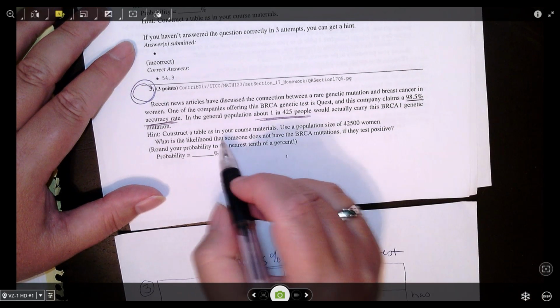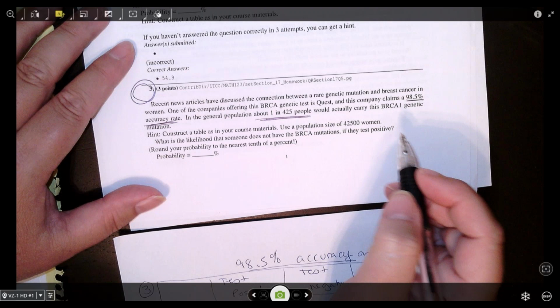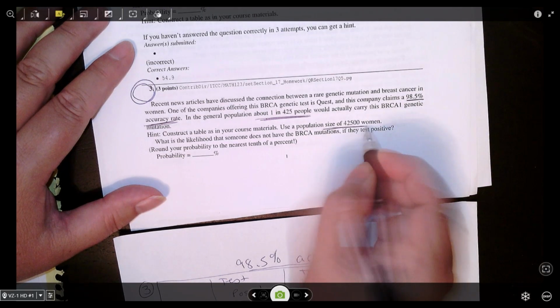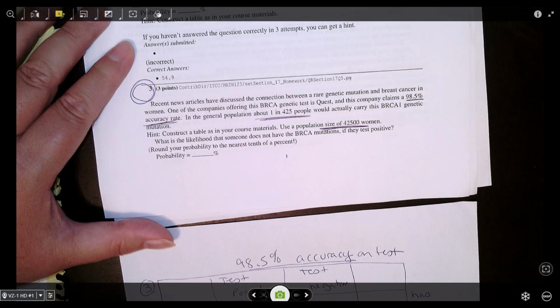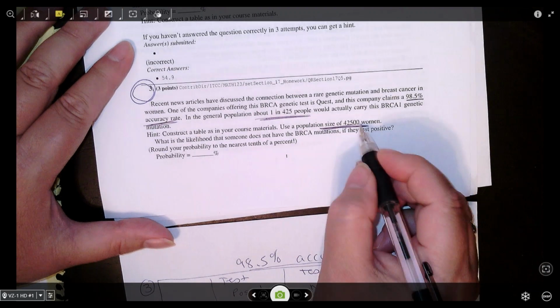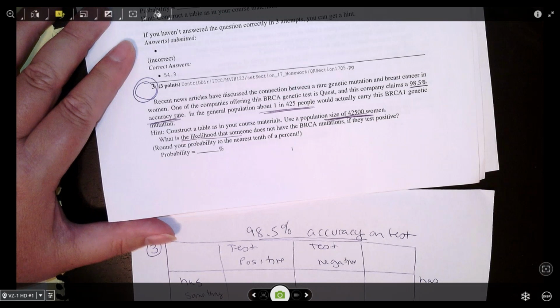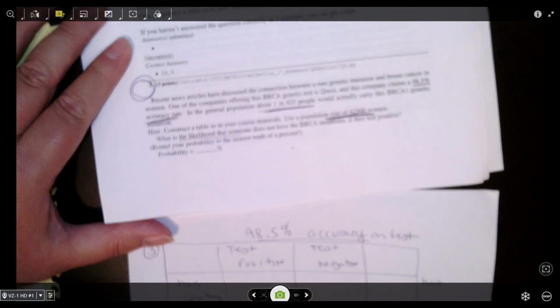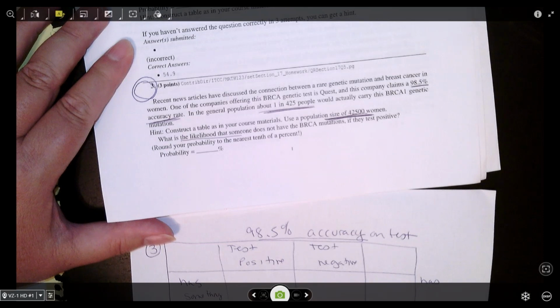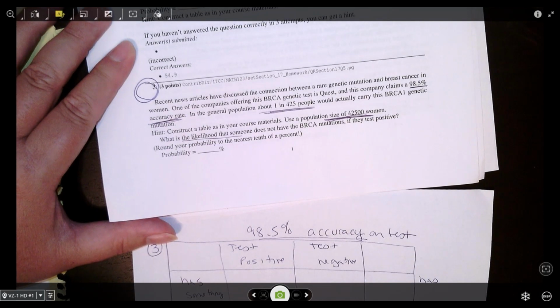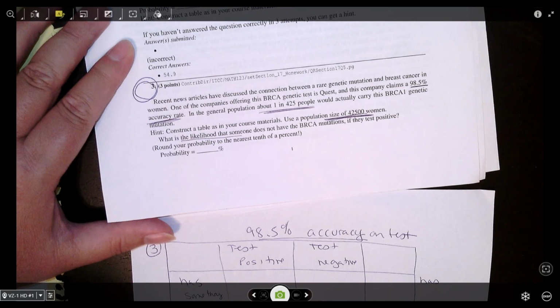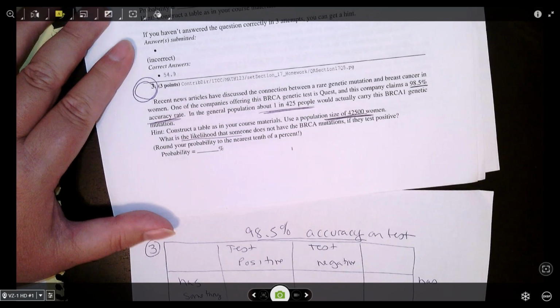Hint, construct a table as in your course materials, and they have to give you a population. They're giving us a population of 42,500. Okay. And then here's our question. What's the likelihood, which means probability, that someone does not have it but they test positive to the nearest 1/10 of a percent?